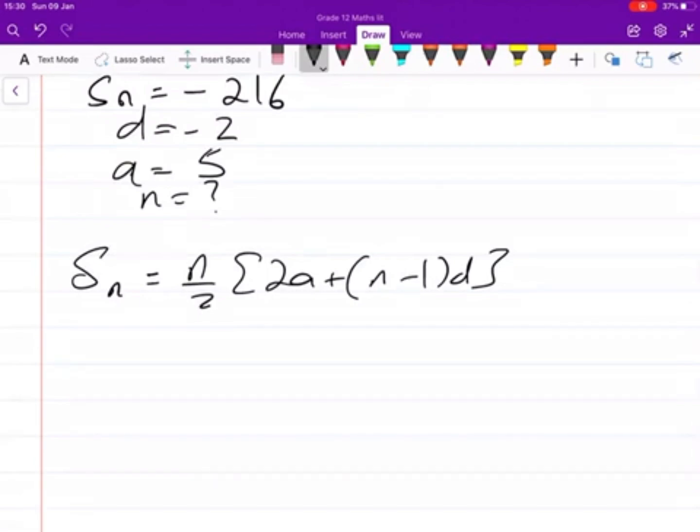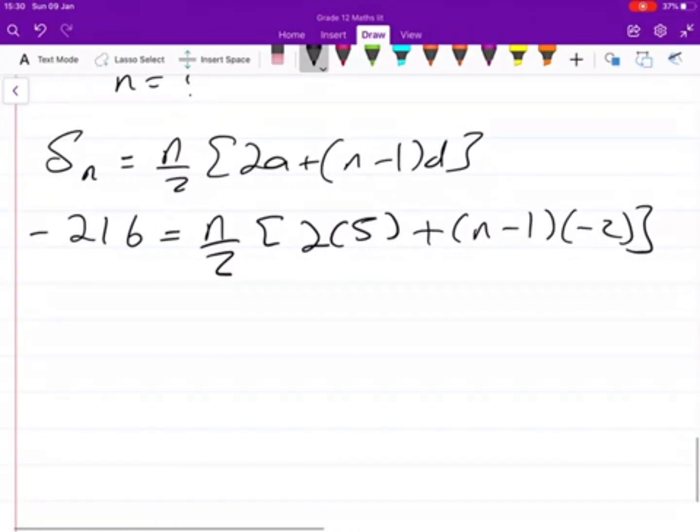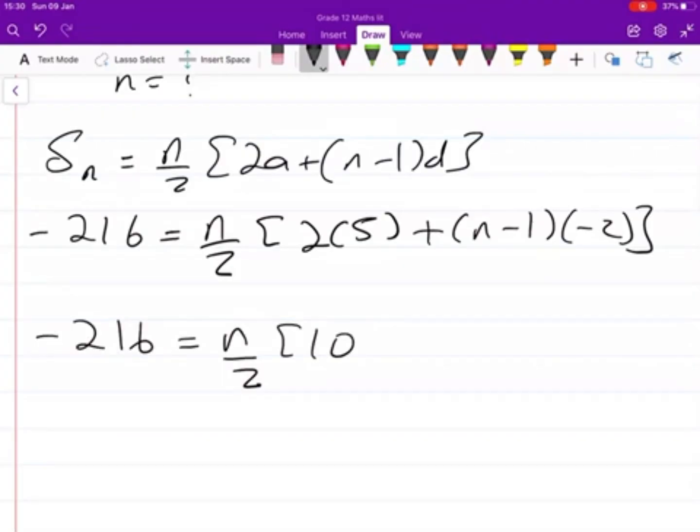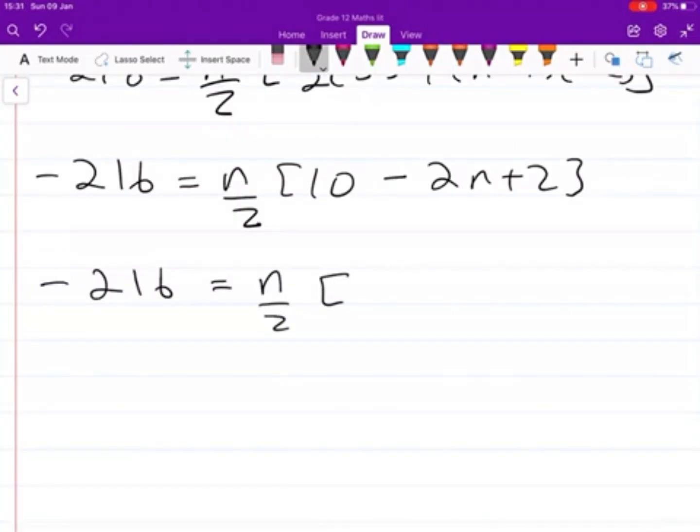Now, we are looking for n. Do we know what the sum is? Yes, the sum is negative 216. Do we know how many terms there are? No, so we just write n as it is. Do we know the first term? Yes, the first term is 5. Do we know the common difference? Yes. So that is now negative 216 equals n over 2 times (10 plus (n minus 1)(negative 2)), which simplifies to negative 216 equals n over 2 times (12 minus 2n).